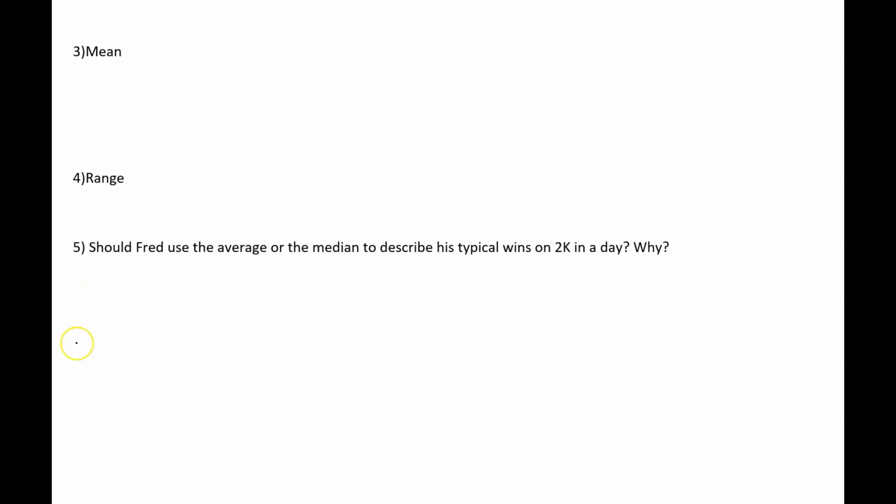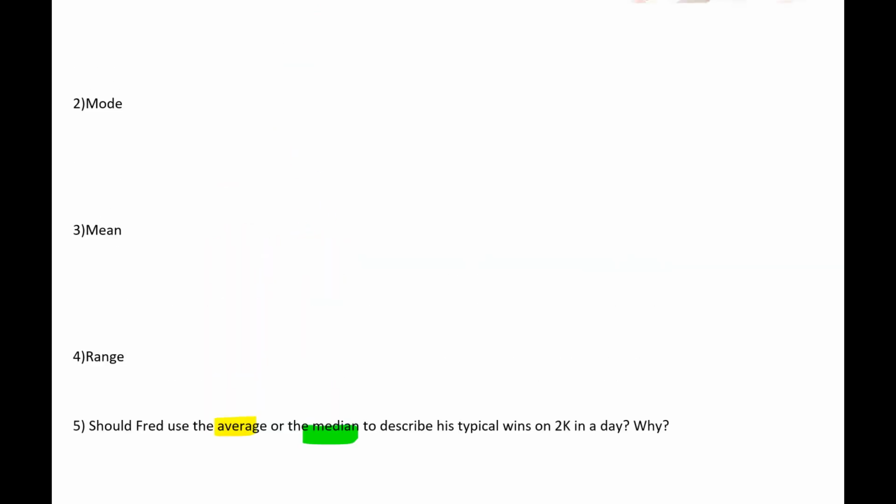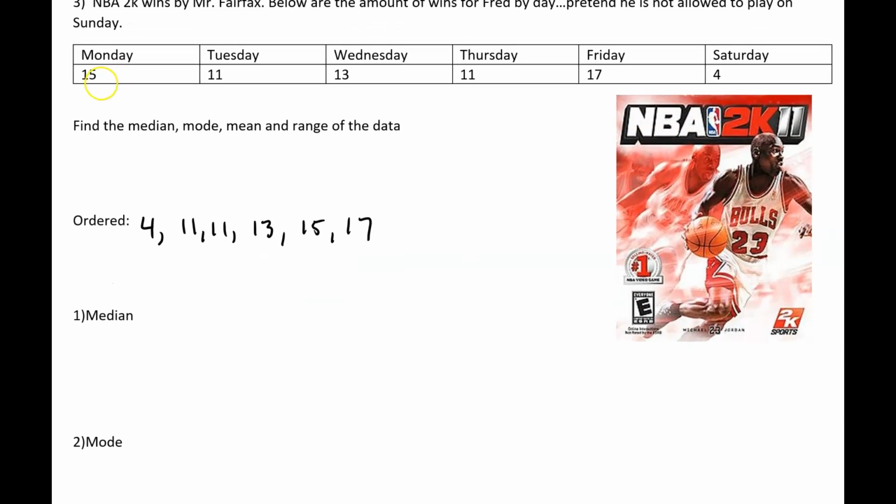Lastly, question number 5 here, it says, should Fred use the average or the median to describe his typical wins on 2K? And why? So think about this. Fred, 15 wins, 11 wins, 13 wins, 11 wins, 17 wins. Those are kind of all close to each other. And then one day, 4. So what is going to happen? This is called an outlier. Because you have an outlier, that is really going to affect your average, either positively if it's way above all the numbers, or negatively if it's way below all the numbers. So I don't know if Fred necessarily wants to use the average here because there's an outlier. If he does, he might be selling himself a little bit short.